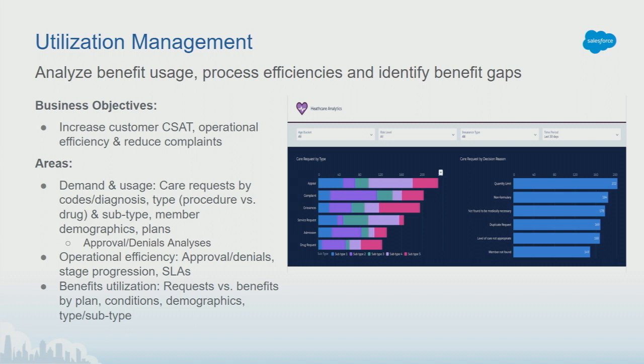I can also look at operational efficiency. So if we are falling behind in adhering to our SLAs in how quickly we are approving these care requests, I can drive visibility into that and ensure that we are not falling behind. And again, this will overall give visibility to utilization managers into understanding what are the most used plans or benefits that members are leveraging.